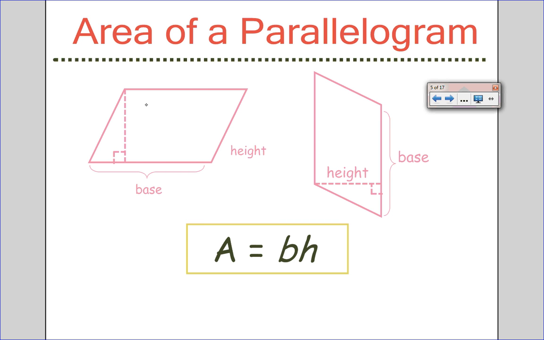The base is one of the parallel sides. The height is the perpendicular distance between the bases. Notice it can go this way as well because this is the perpendicular distance between the bases. Also, I could draw a height here. That's the perpendicular distance between this base and this base. I could even come out here and draw a height because that's still the perpendicular distance between the bases.